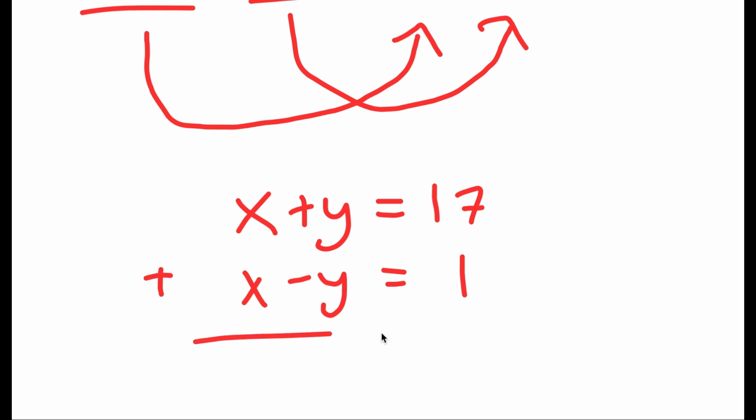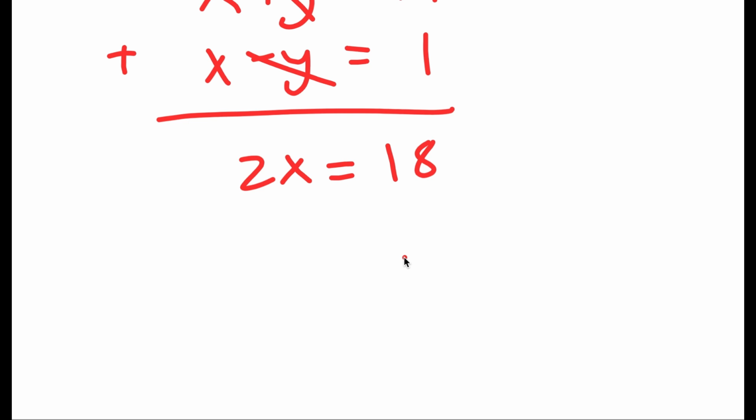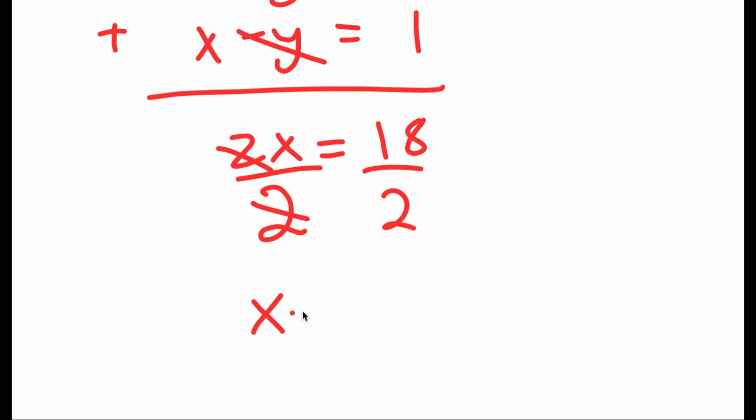And now if I add these, the y terms cancel out. So I get x plus x, which is 2x, is equal to 17 plus 1, which is 18. And now from here, I have 2x is equal to 18. So to solve this, I can divide both sides by 2. And I get x is equal to 9.